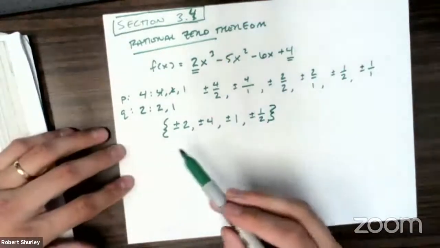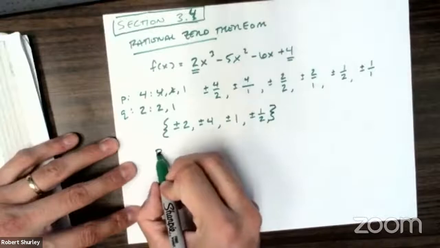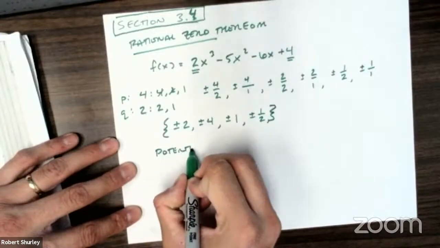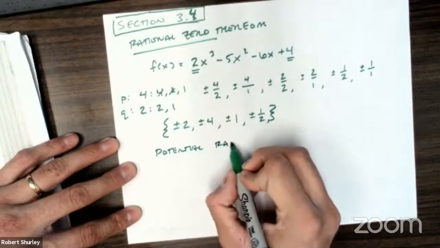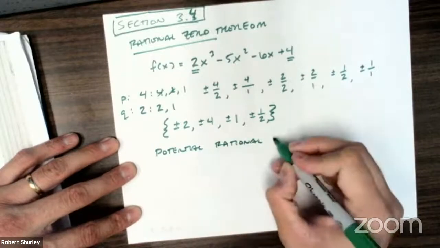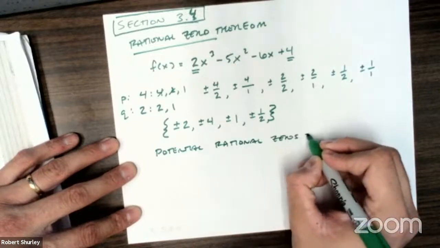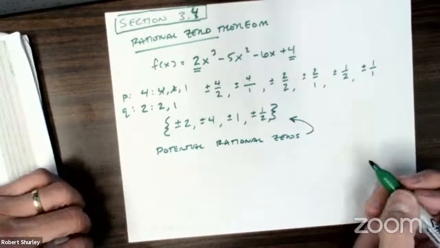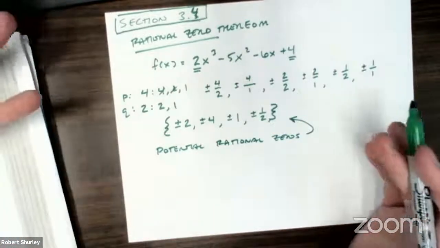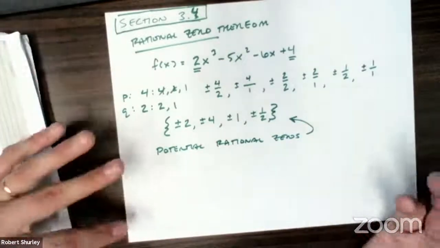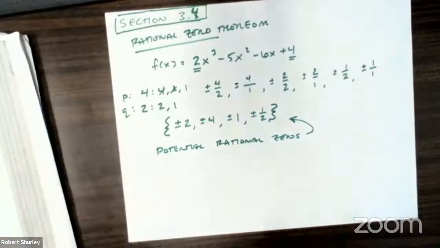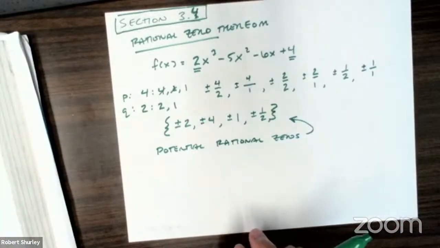So I've got really 8 potential rational zeros right there. Okay, I've got 8 of them: positive 2, negative 2, positive 4, negative 4, positive 1, negative 1, and then positive 1/2, negative 1/2. Okay, I have 8 potential rational zeros.